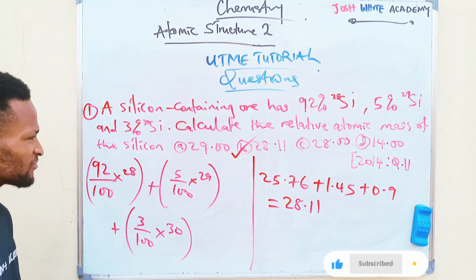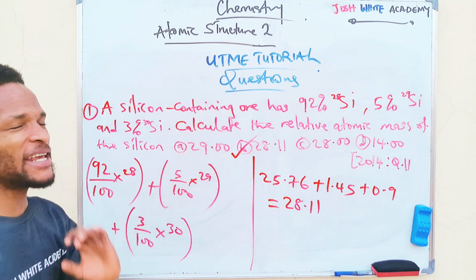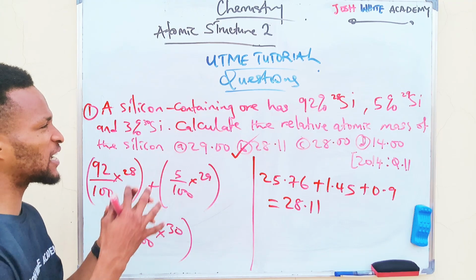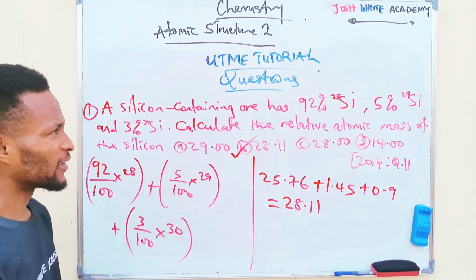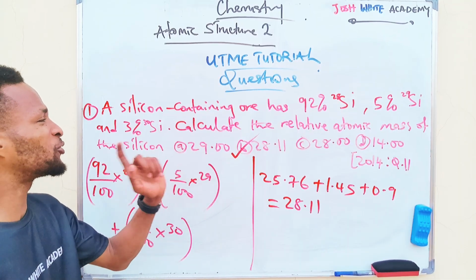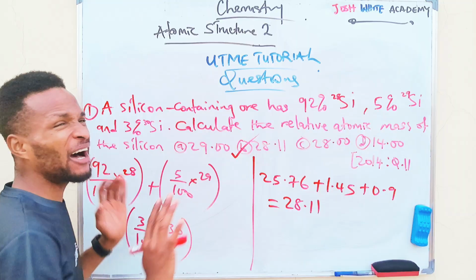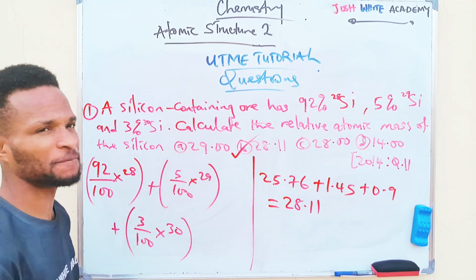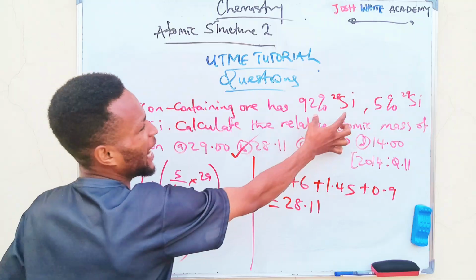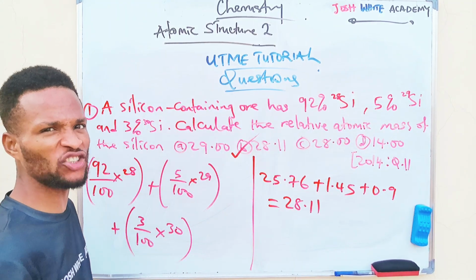B. But if I were to be the one having a question like this, and let's say for instance there is no time, I want to be faster, I know that the closest to my answer is this. This is an isotope. Even without struggling to calculate, I already know that my answer is supposed to be 28.11 because it carries the largest percentage. Now let's move to the next question.